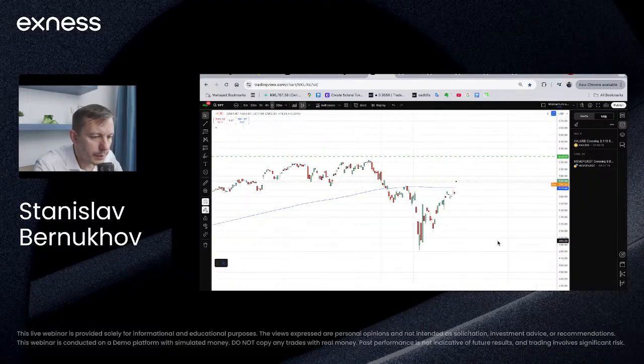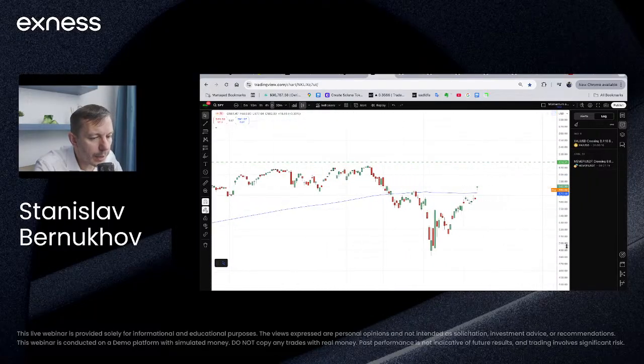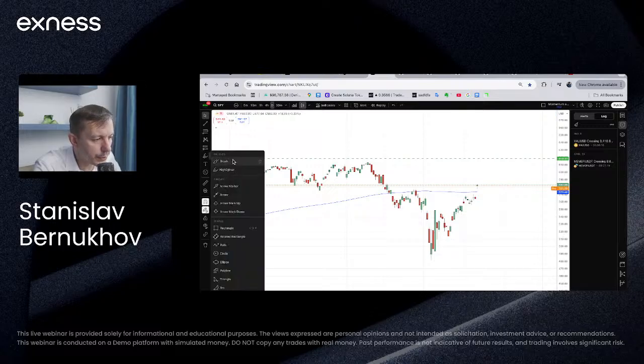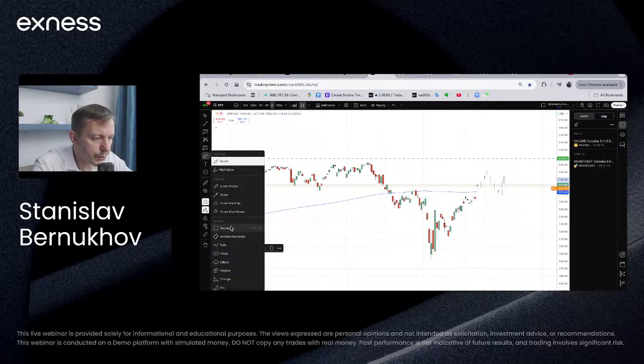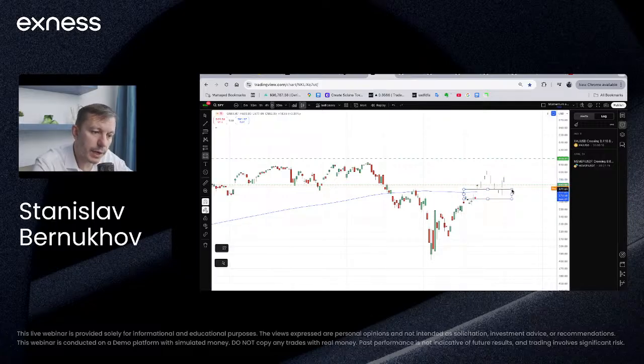Alright, so currently I think that's a good benchmark. I mean that if the price continues going up, then it might continue going down, so that might act as a support or a resistance for some period of time.